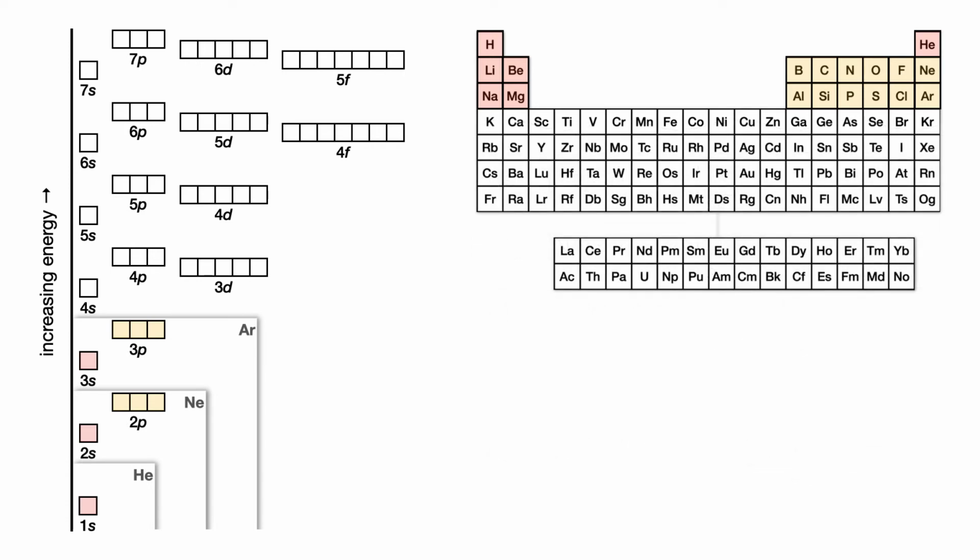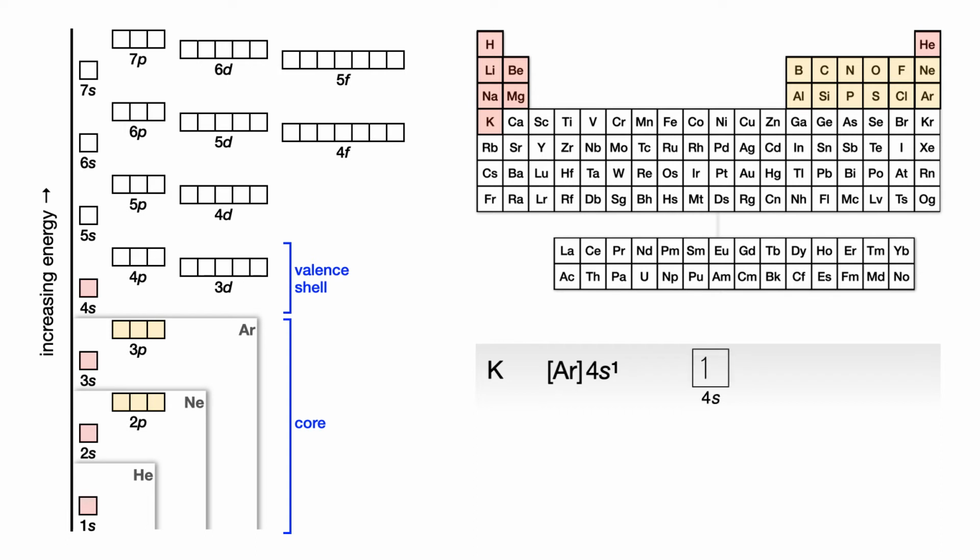So moving further, potassium will have a core that looks like the argon atom, and its valence shell will be the 4th energy level. And so it will add an electron into the 4s orbital, getting a configuration of argon core 4s1. And so it has a valence orbital diagram with an electron in the 4s orbital. Calcium adds a 2nd electron to the 4s orbital.